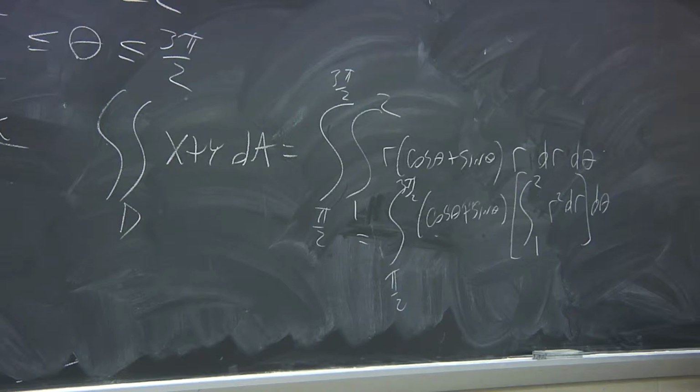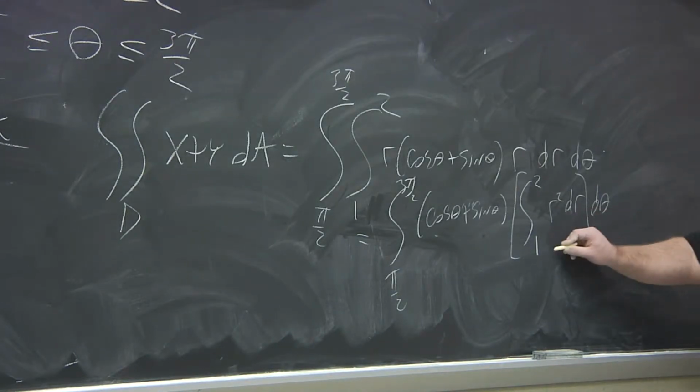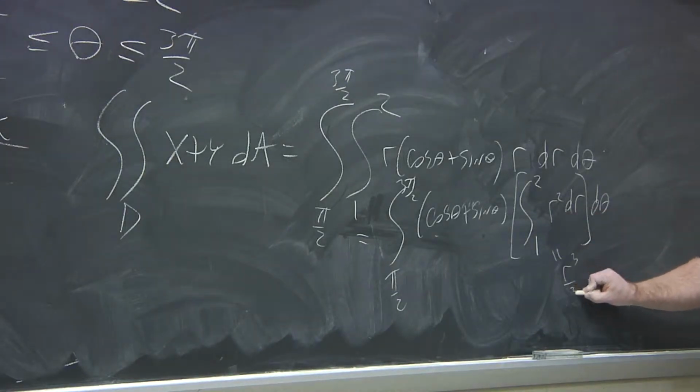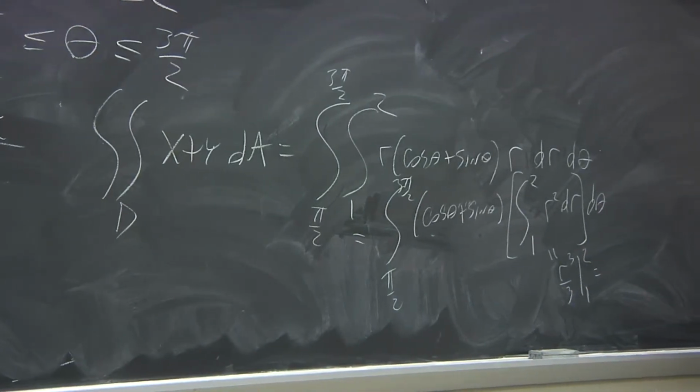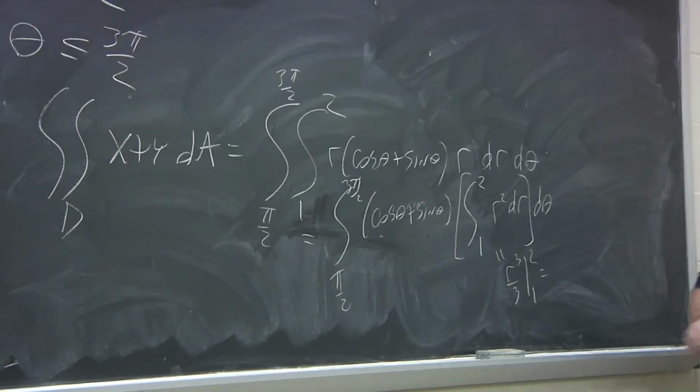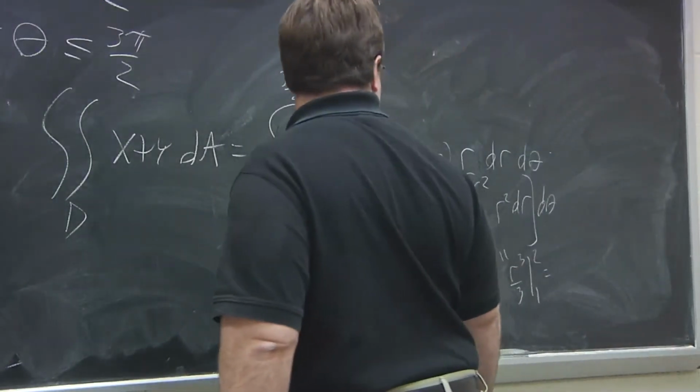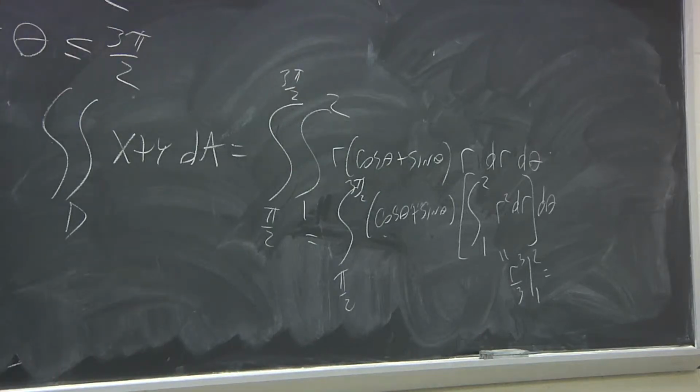So there's not going to be much to this one. So here we're going to get r cubed over 3 from 1 to 2, which is going to be what? In your notes, you got that it transforms into r cosine theta plus r sine theta dA. Yes, because in the notes I did not pull out the cosine plus sine. I just left it in there, but since we're integrating with respect to r, it's a constant. So it's not actually going to affect the result.